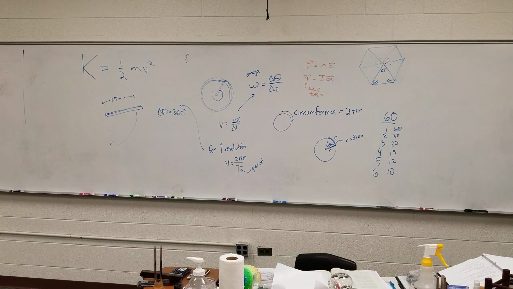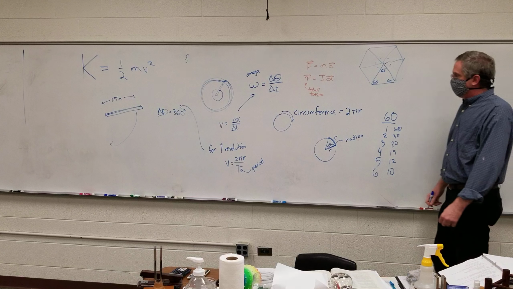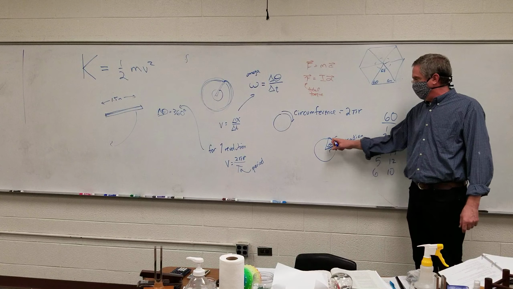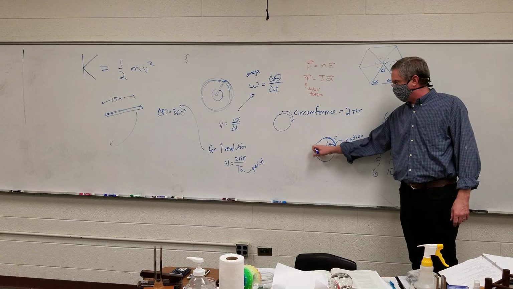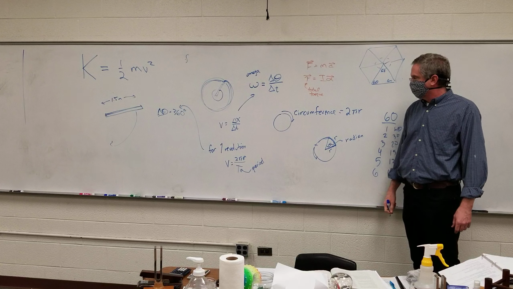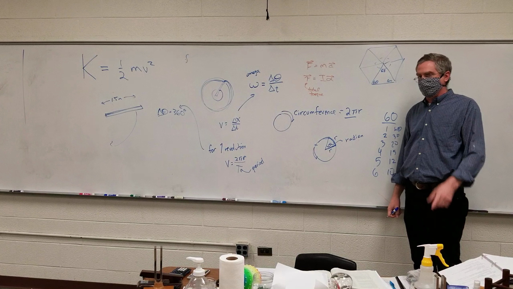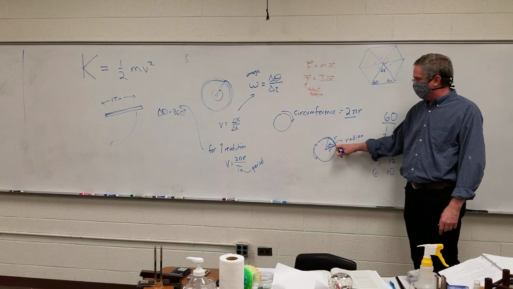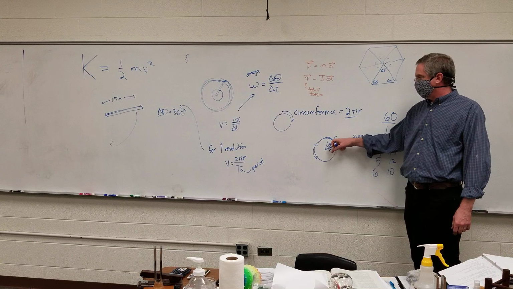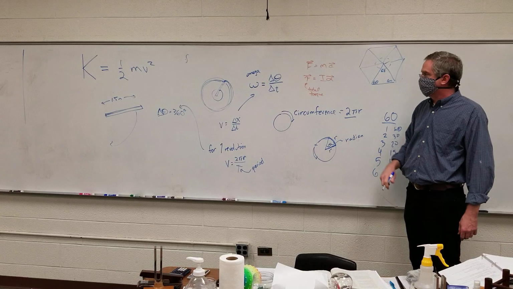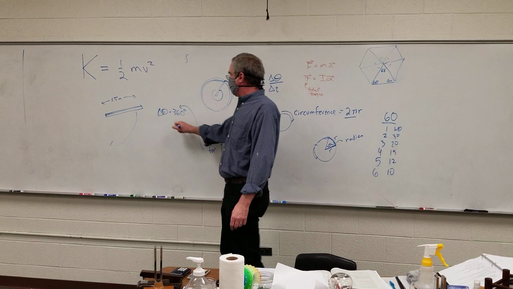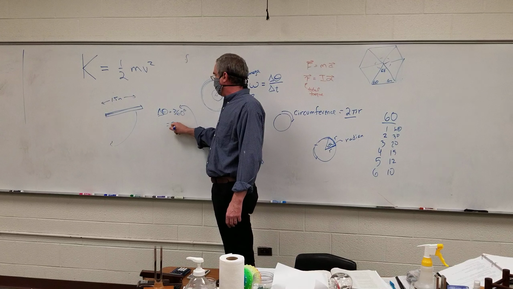From the mathematician's point of view, this seems to be a pure unit. So now the question is, how many of these radiuses can I fit around the outside? Well, I can get 2 pi of them. All the way around on the outside is 2 pi radiuses. So it's 2 pi radians around a circle. So 360 degrees is equal to 2 pi radians.